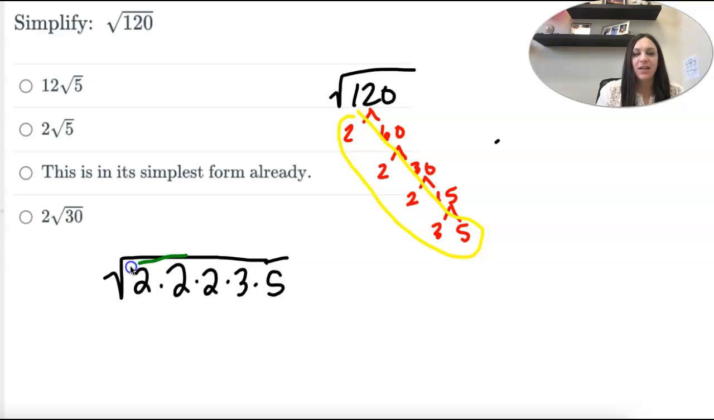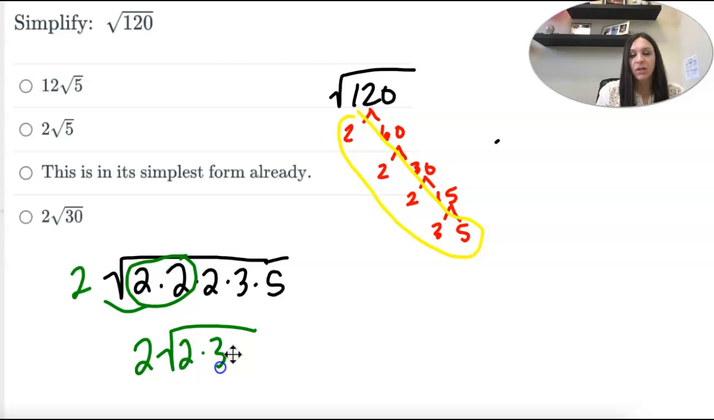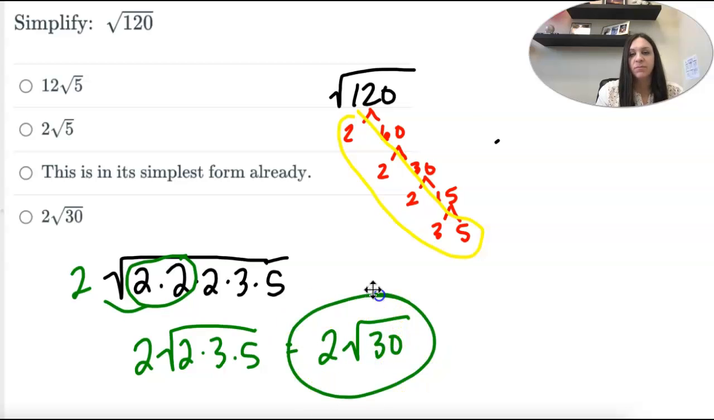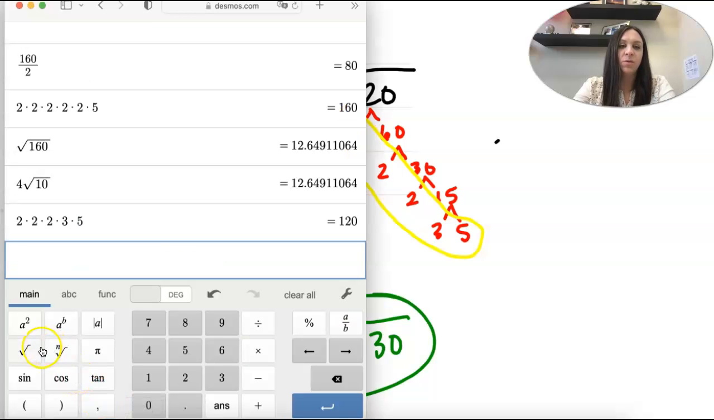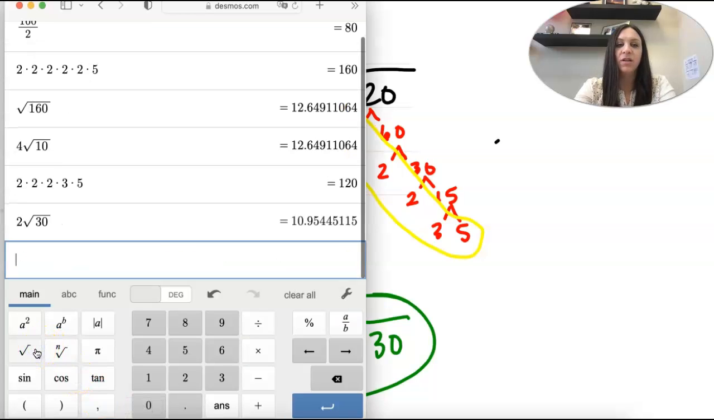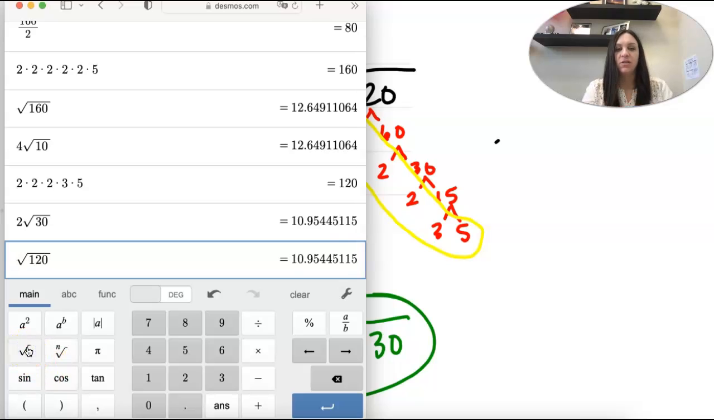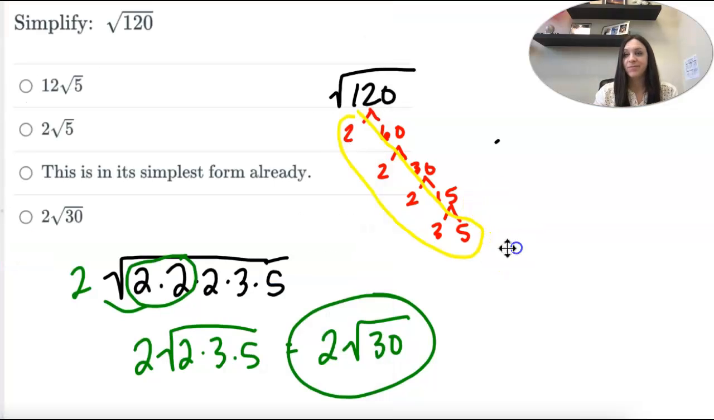Then I'm going to take each pair that I have and it comes out as 1. So that's it. On the outside, I just have a 2. On the inside, I still have a 2 times 3 times 5, which is equal to 30. So 2 square roots of 30 should be equivalent to the square root of 120, and it is. Those are the same, so that would be my answer.